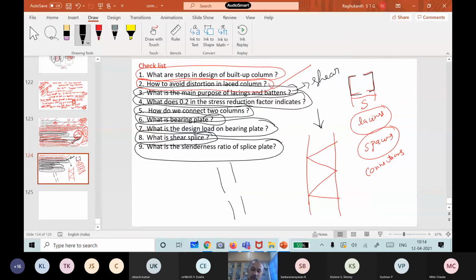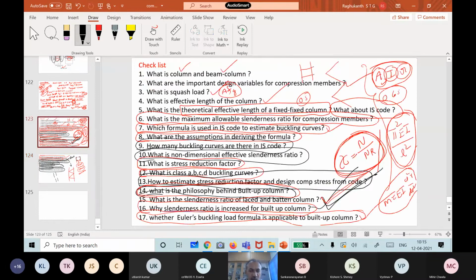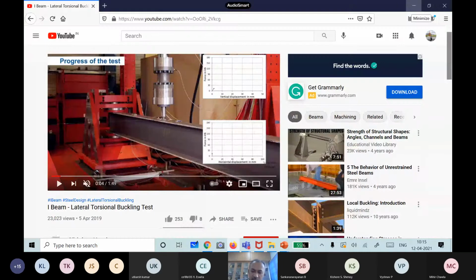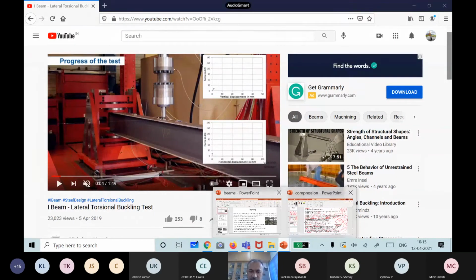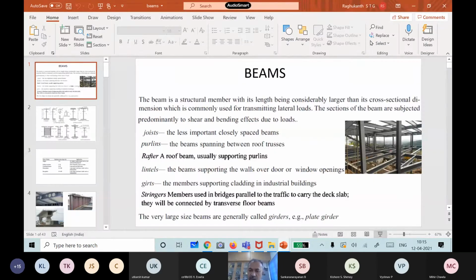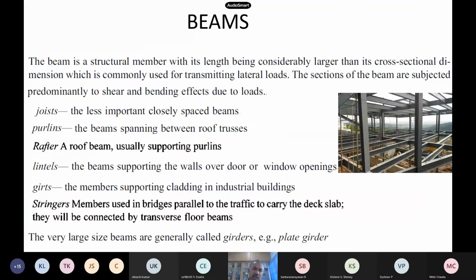If you are able to find the answers for all these things, that means you people are doing fine. Other questions, I don't know, please check yourselves. Anyway, with this we will close our column. We go to the next topic, the beams basically. That is the next unit.